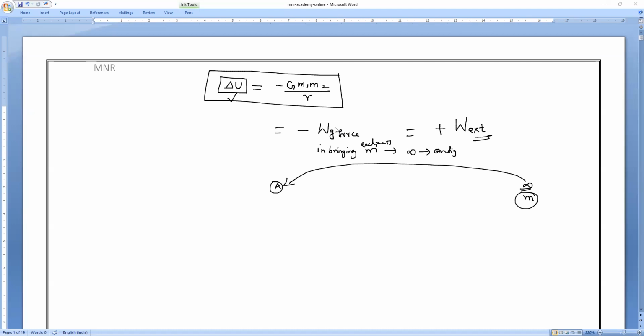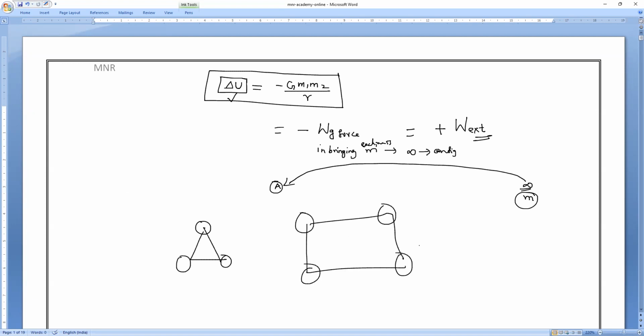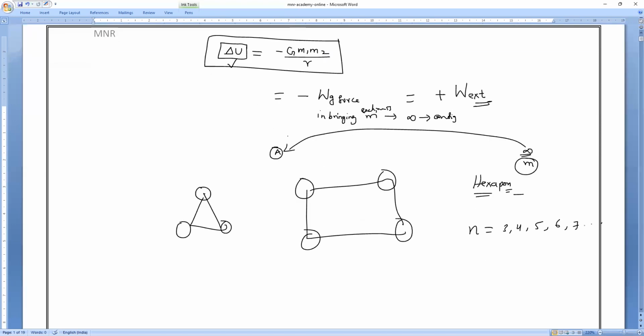Now this change in potential energy, we have been seeing the formula. If there are three bodies or three masses present at equidistance, or four bodies present at the edges of a square or rectangle, or more, like a hexagon, pentagon, heptagon, with n equal to 3, 4, 5, 6, 7 and so on, then we have a formula for calculating the total potential energy. So minimum how many bodies have to be involved? Two different bodies need to connect.